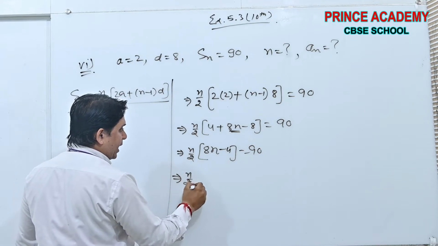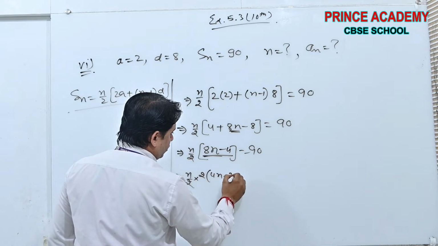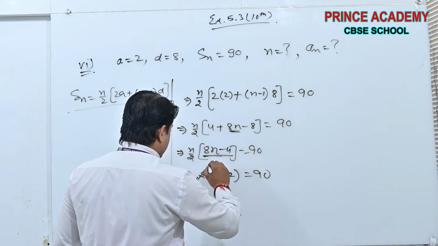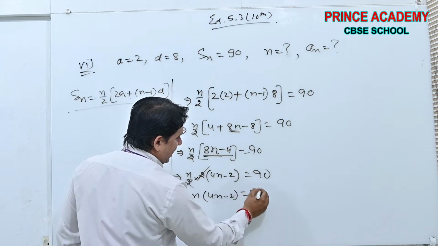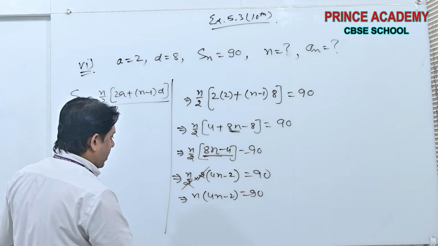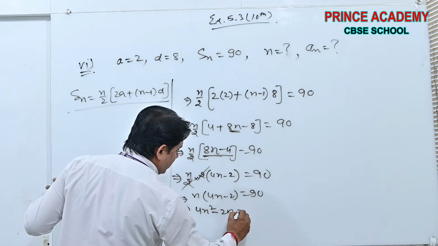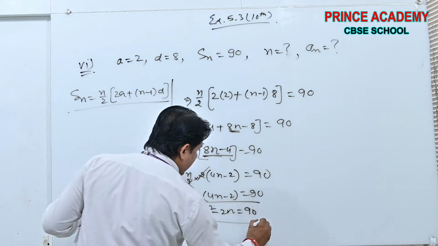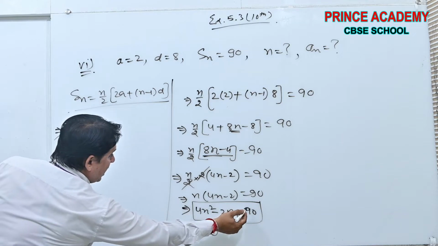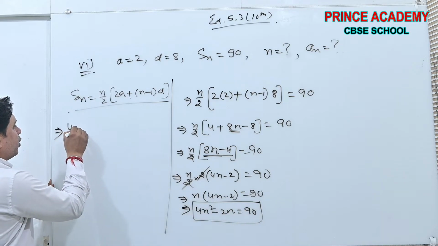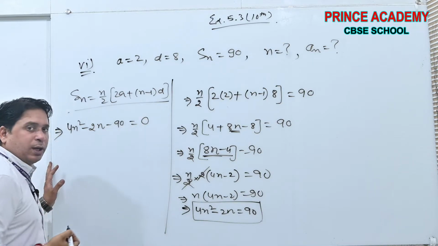Can I take 2 common here? Yes. n by 2, 2 times 4n minus 2 is equal to 90. Cancelled. n into 4n minus 2 is equal to 90. Okay. From here you will get 4n square minus 2n is equal to 90. This is the equation formed. Now see, I am solving here.